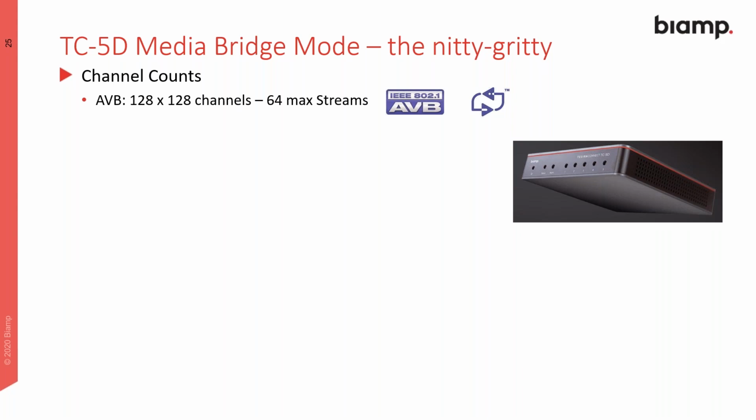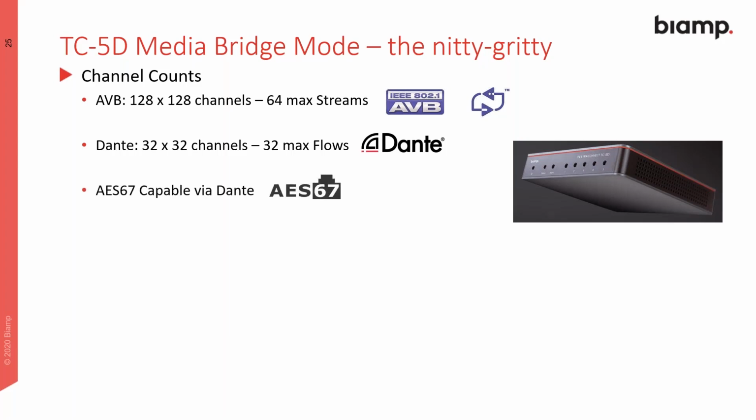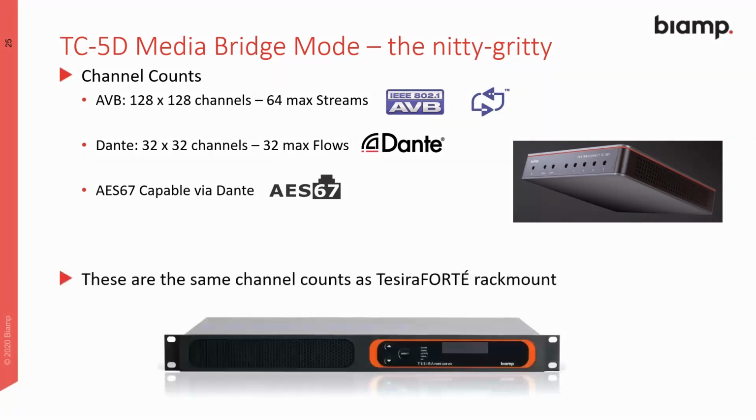Also, we have the Dante interface, which is 32 by 32 channels or flows. Also, because it is a Dante chip, it supports AES67, which is capable by Dante. But remember that whether you're using AES67 or Dante, you cannot have both of them at the same time. Which is the same channel count as the Tesira Forte rack mount. So if you memorize what is supported in the Tesira Forte, the same applies to the TC5D.